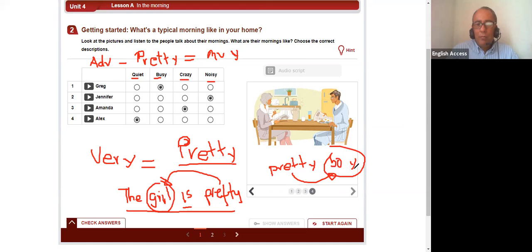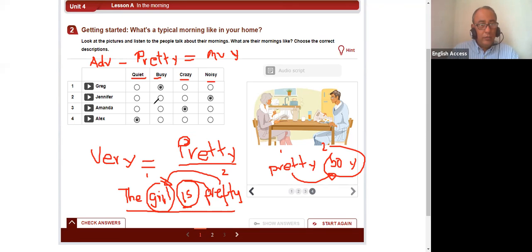Si te fijas aquí, pretty boy, pretty está primero y boy está segundo. En este caso, girl va primero y pretty va segundo, porque pretty va después del verbo to be. The girl is pretty. También puedes decir the boy is pretty, aunque pretty no se ocupa tanto para hombres, más bien para mujeres. Pretty girl. Sin embargo, pretty también lo ocupamos para darle más fuerza a los adjetivos.